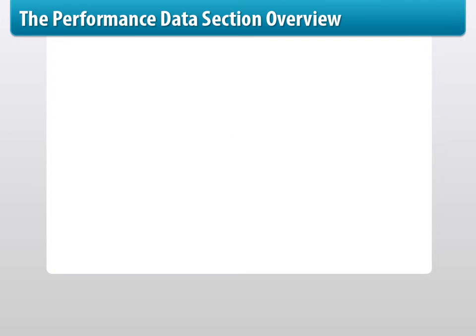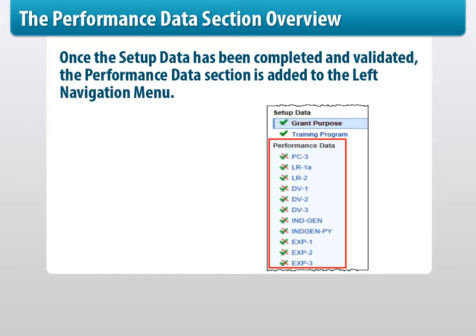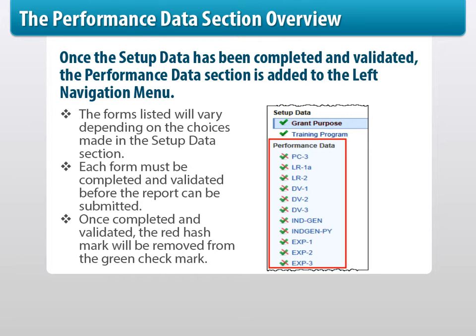The Performance Data section overview. Once the setup data has been completed and validated, the Performance Data section is added to the left navigation menu. The forms listed will vary depending on the choices made in the Setup Data section. Each form must be completed and validated before the report can be submitted. Once completed and validated, the red hash mark will be removed from the green check mark.